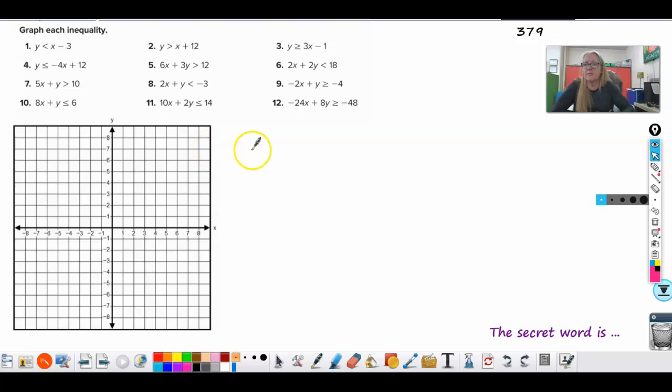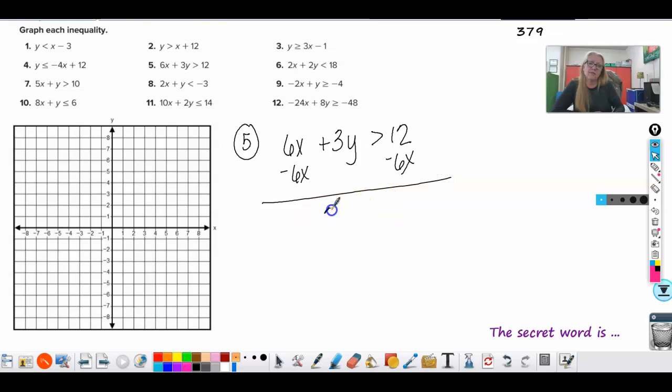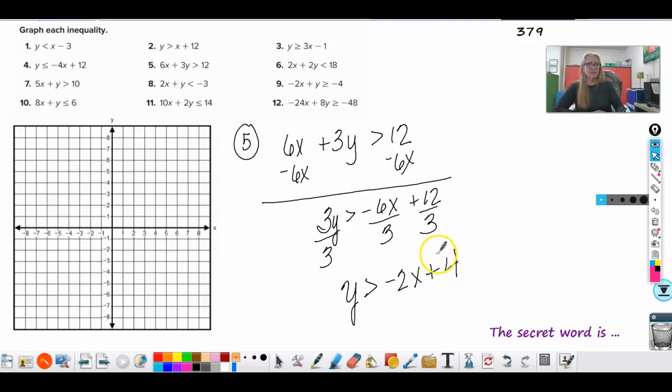All right, so let's see what looks like fun over here. I'm kind of liking number 5. We've got 6x plus 3y is greater than 12. All right, subtracting 6x from both sides gives me 3y is greater than -6x plus 12. Now I need to divide each term by 3, which is a positive number, so there is no need to flip the sign. And it gives me y is greater than -2x plus 4. I was right, this is a fun one.